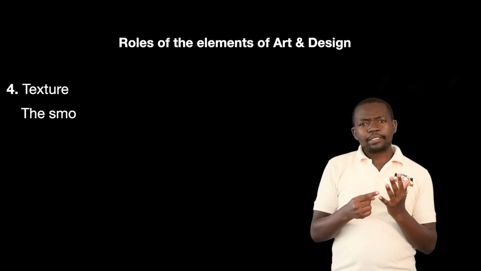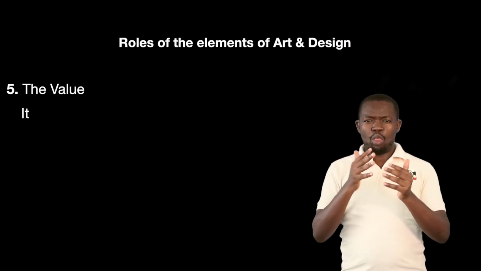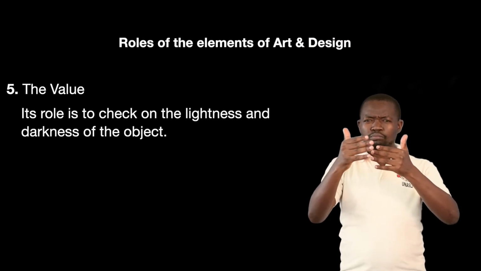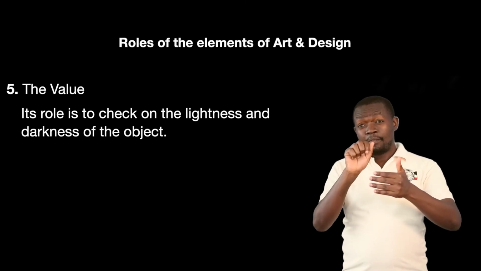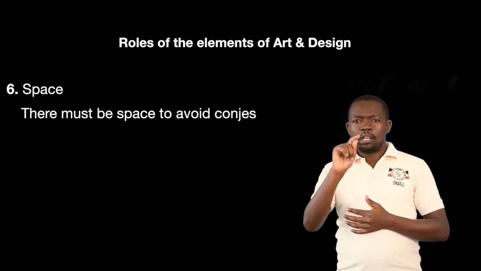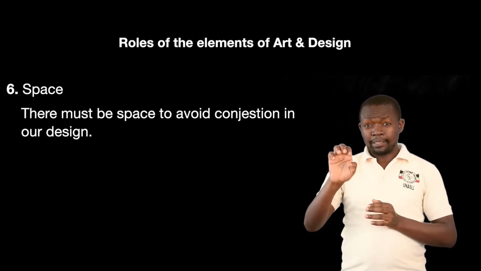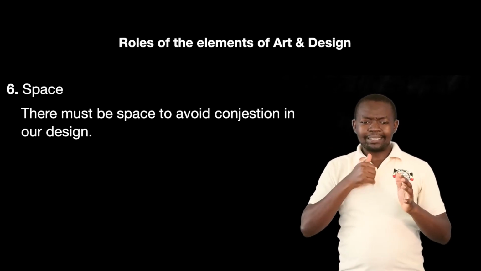Then the other element is the texture, the smoothness and roughness. We look at the value. The value, its role is to check on the lightness and the darkness of the object. And then the other element is space. There must be space to avoid congestion in whatever is going to be drawn or made or designed.